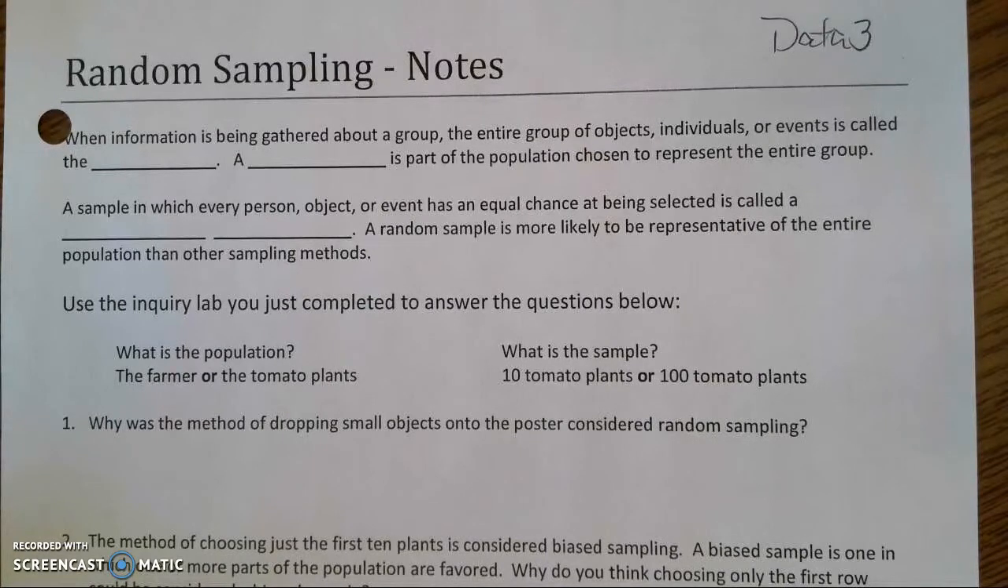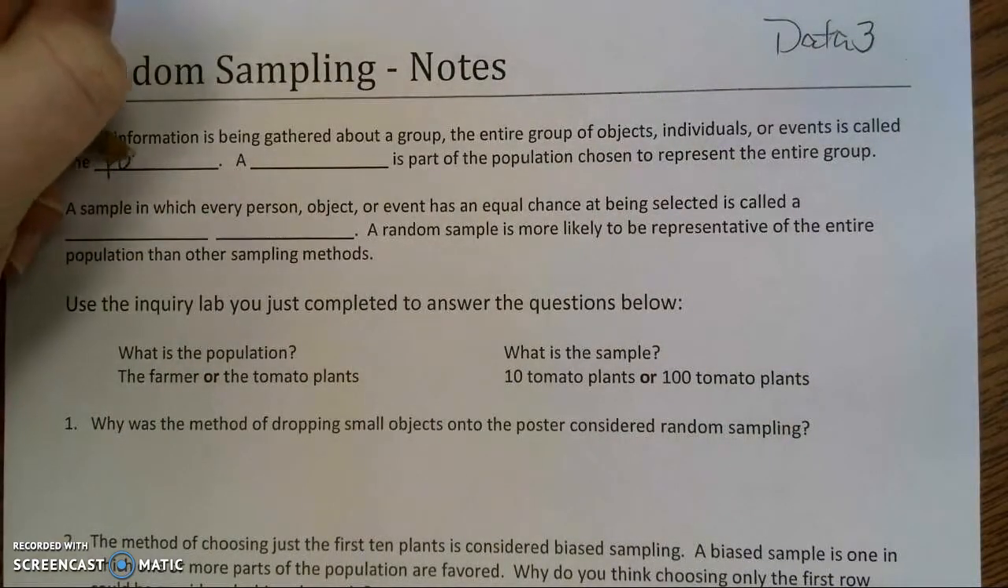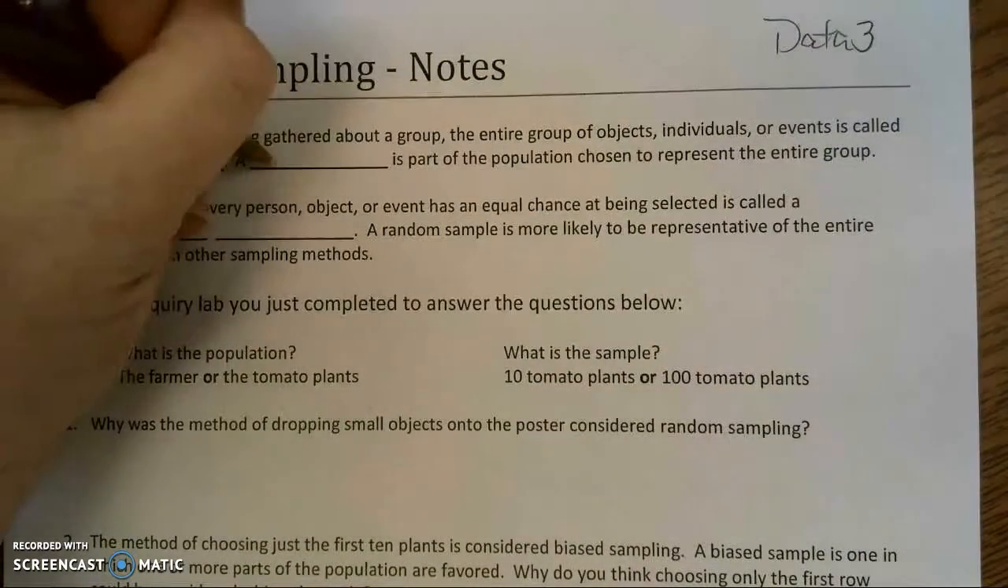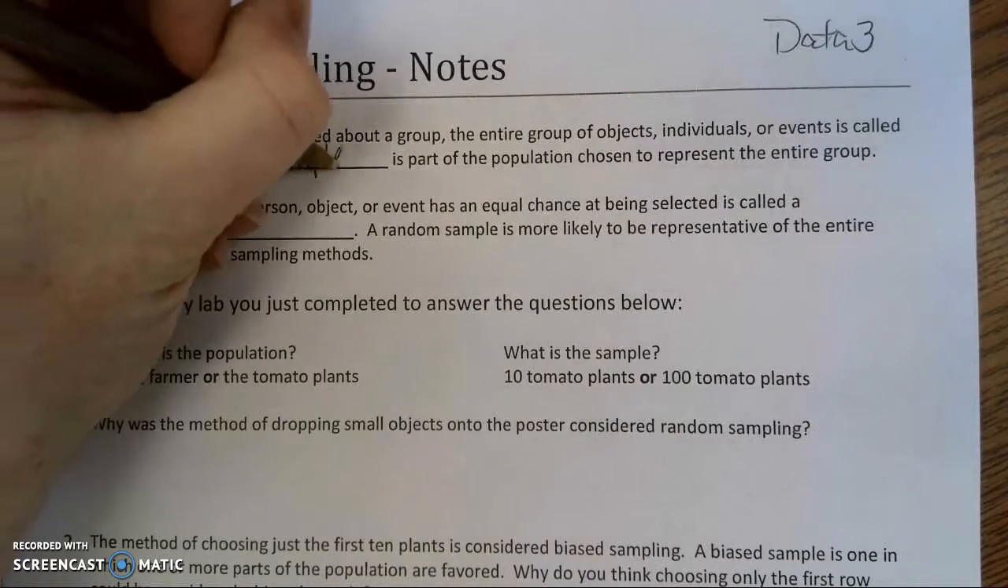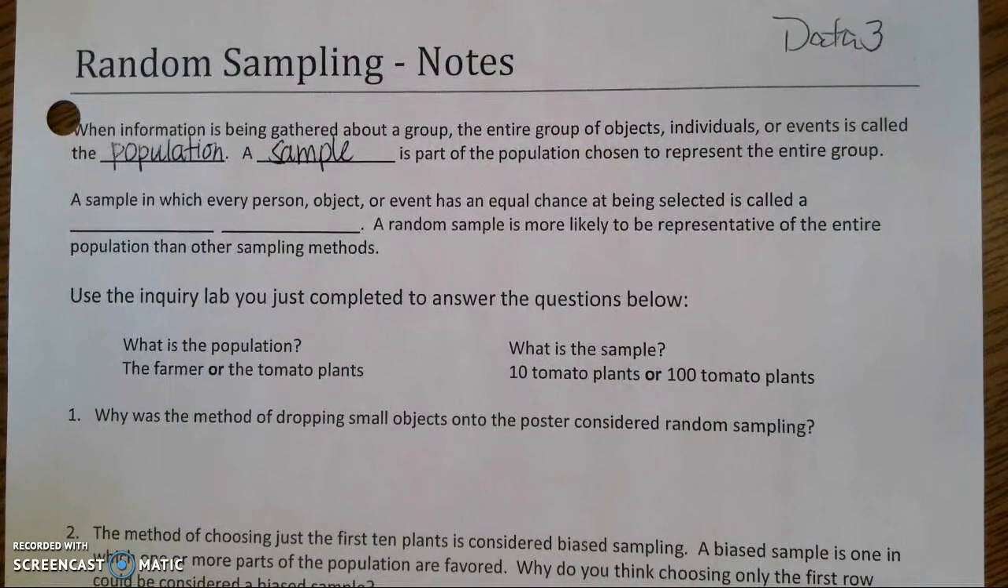So when information is being gathered about a group, the entire group of objects, individuals, or events is called the population. Okay, so then a sample is part of the population chosen to represent the entire group. Think of a survey when you're wanting to figure out what an entire population like Colerain Middle School thinks about a certain topic. You're not going to survey the whole school. You will survey a sample of that school.